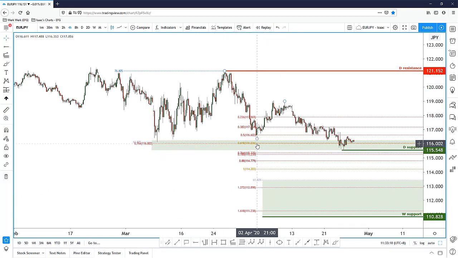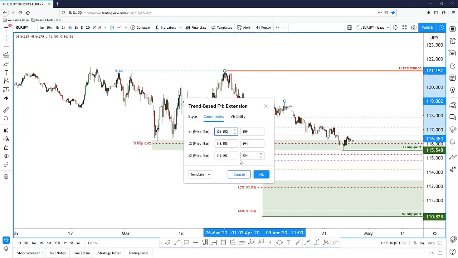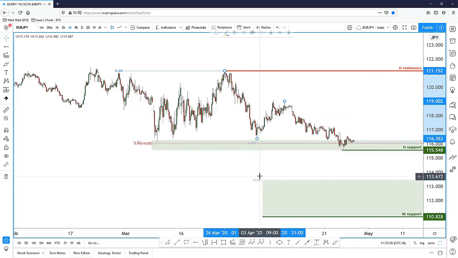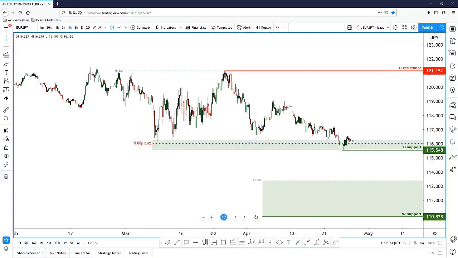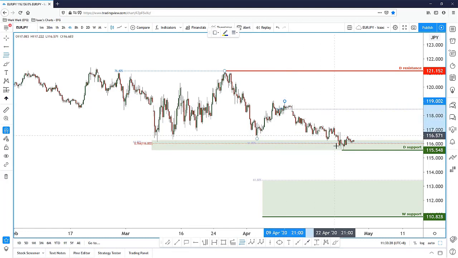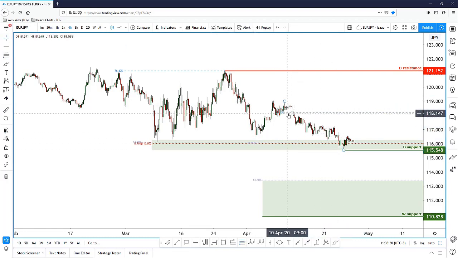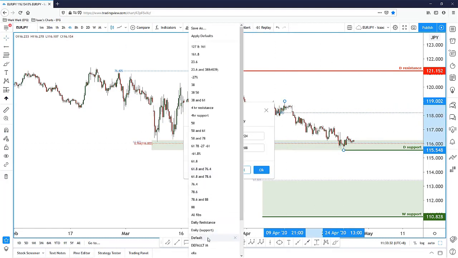And we see once again that the 61.8 falls in line with this daily support zone. So this is really a very strong support level. Okay, so let's just highlight the 61.8. You see that 261.8 and 176.4. And let's take a retracement from this swing high to this swing low to see where prices can possibly bounce to.